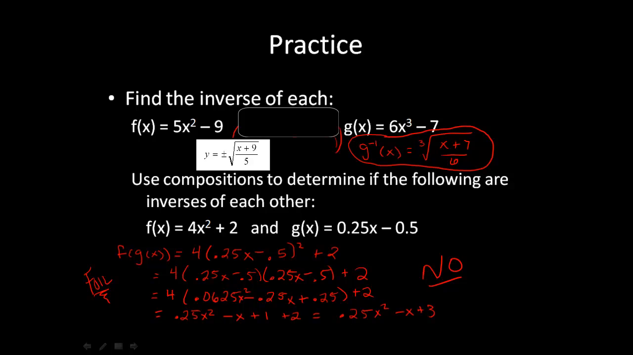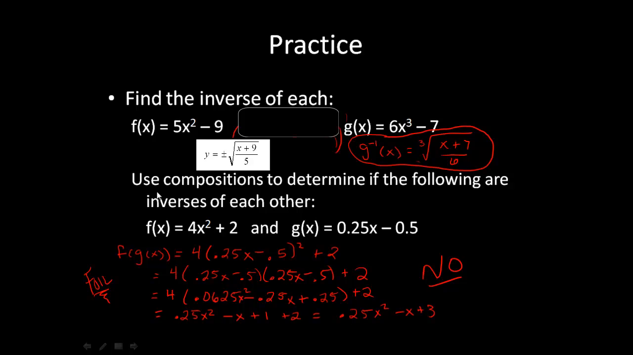Okay, on this first one you should have come up with y equals plus or minus the square root of x plus 9 all divided by 5. And if you write it in inverse notation, you would have had f to the negative 1 of x equals that quantity. So either one of those would be all right. Second one. Hopefully you noticed I named this one g. So you would have g inverse of x is equal to the cubed root of x plus 7 divided by 6. Now with odd roots, we don't need the plus minus.